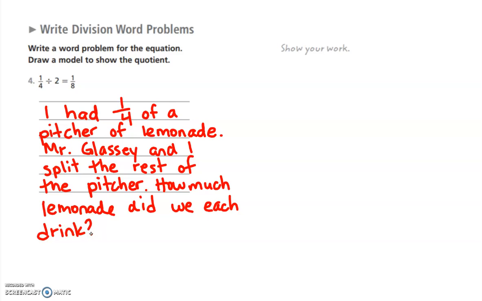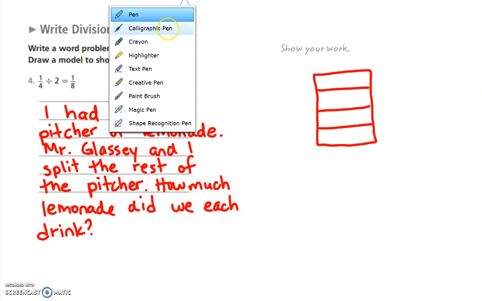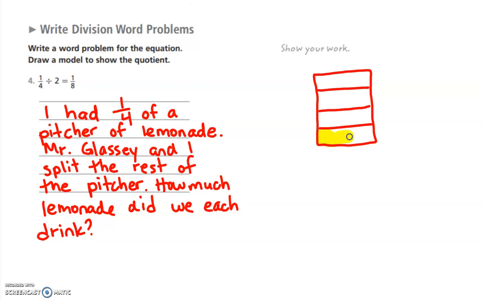Now, the hardest part of these ones is you have to consider you're talking about your entire pitcher of lemonade before you even started, even though it only had 1/4 of your pitcher left over. So I'm going to draw this really fancy pitcher called a rectangle, and then I'm going to show you first if you had just 1/4. No, I'm not going to do that. That's too cheap. Let's do, we had 1/4 of a jar, or excuse me, a pitcher of lemonade.